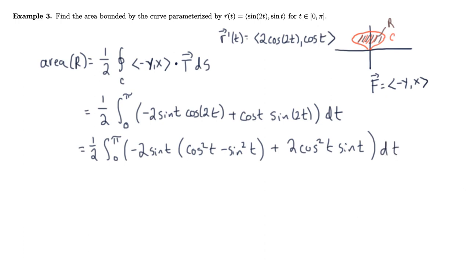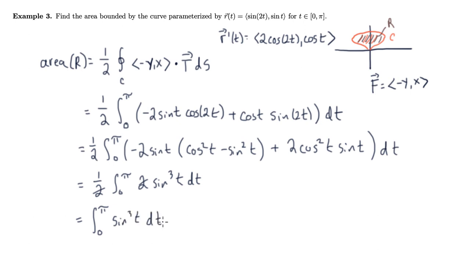Now look what happens here. The minus 2 sine t times cosine squared t plus 2 cosine squared t sine t will cancel. What we're left with is 1/2 the integral from 0 to pi of 2 sine cubed t. And it's even better than that, because the 1/2 cancels with the 2, and I just want to integrate from 0 to pi sine cubed t.